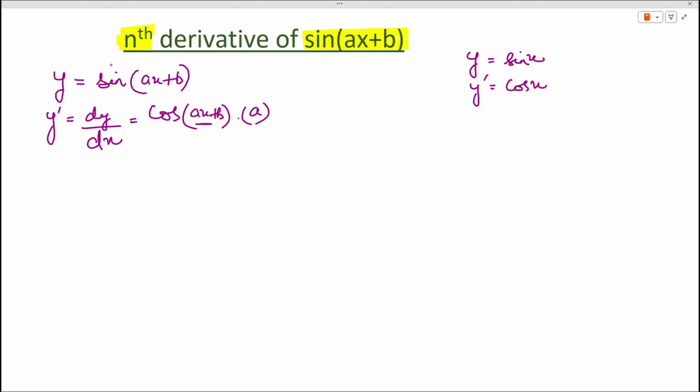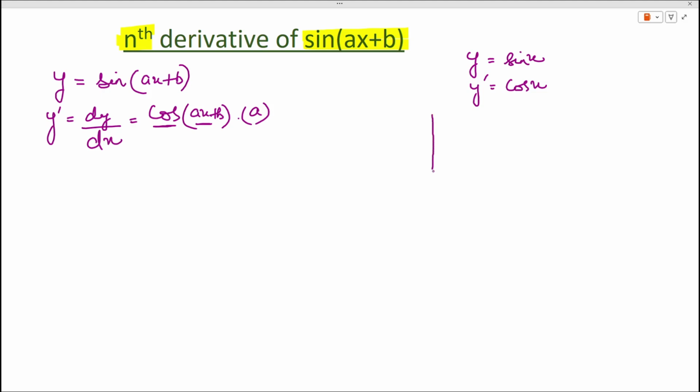Now, to get the nth derivative, there needs to be a pattern. If the function given to us is sine, the first derivative is cos, the second derivative is again going to be sine, so we wouldn't be able to write it as a generalized formula. So what we need to do is see if we can express this cos in terms of sine.